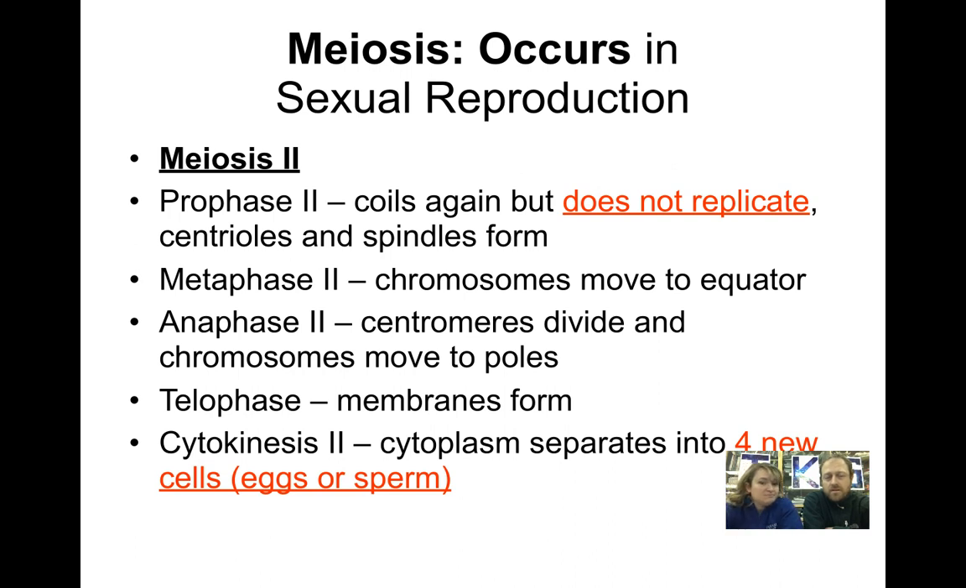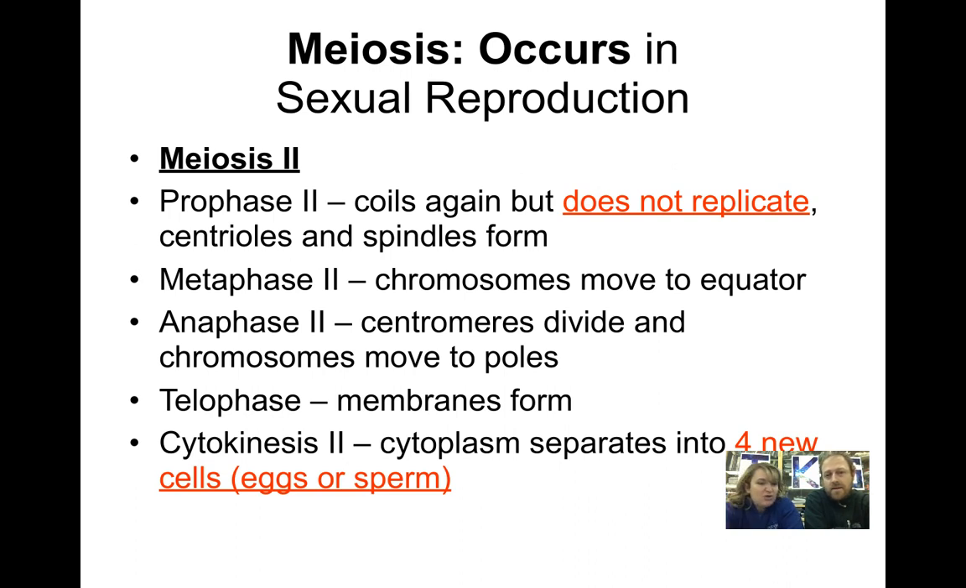meiosis 2. And so again, prophase 2, they do not replicate. Okay, and so in prophase 1 of mitosis and meiosis, that's when they reappear and they start to show up. Well, and they duplicate. In meiosis 2, they do not do that. We don't want them to. We want to get half of it, so we want them to stay less than half.